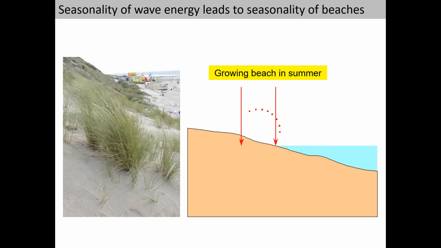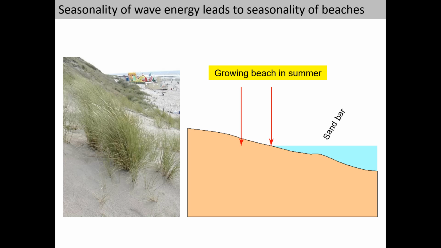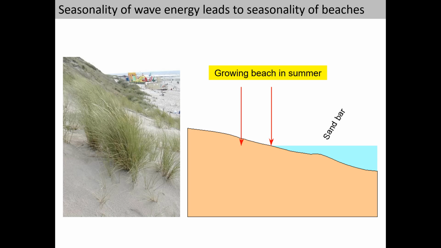In the summer, this process is reversed. The small waves tend to move the sandbars back onto the beach. Wind blowing over the exposed beach tends to move sand to the back part of the beach where dunes can once again grow. And the beach, as indicated by the distance between these two vertical arrows, gets wider. So the beach gets wider in the summer and narrower in the winter.